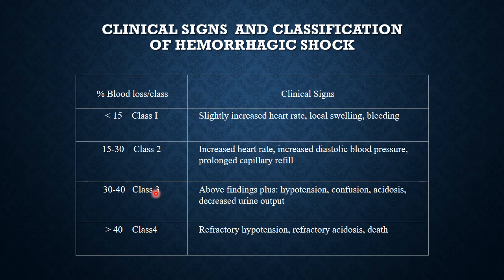Here, in class 1 and 2, the patient may still have maintained his blood pressure. This you would call a compensated shock. But here the patient has decompensated, and if the patient loses more than 40% of the blood volume, then there is refractory hypotension, refractory acidosis, and ultimately death. So this class 4 hemorrhage would mean an irreversible shock. This is a decompensated but still reversible, and this would be a compensated shock.